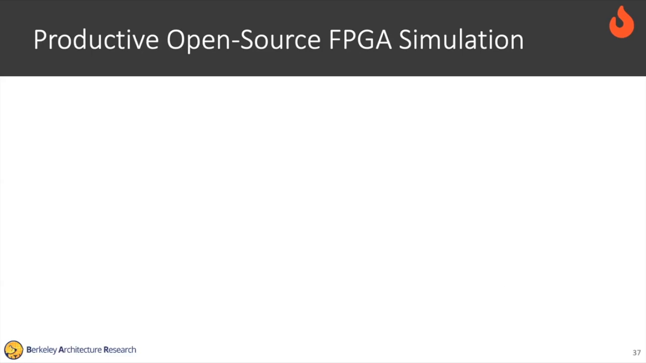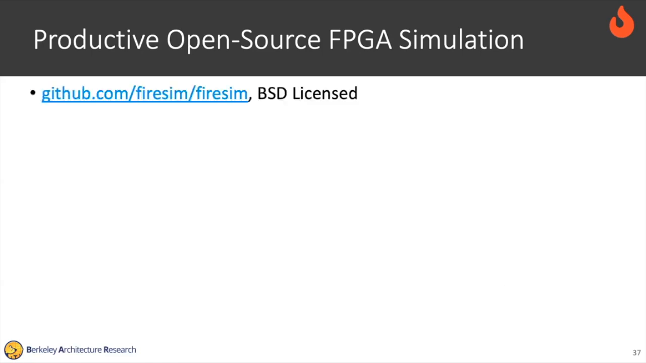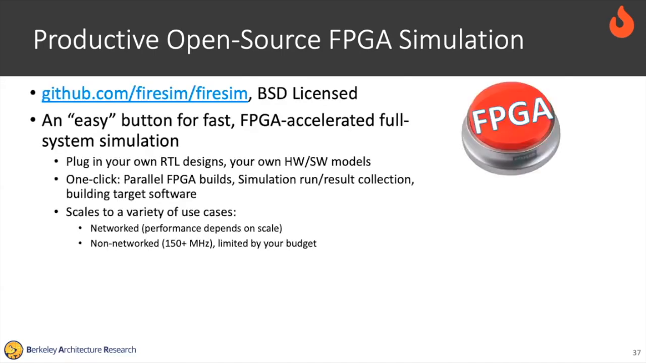Say if you have 10 benchmarks you want to run on 10 copies of the same simulator. So we open sourced FireSim, it's BSD licensed here. And like I said, it essentially turned into this easy button for fast FPGA accelerated full system simulation. So now you can plug in your own RTL designs or designs you get from something like Chipyard, and you can run these large parallel FPGA builds as well as simulations and scale them to various different use cases.